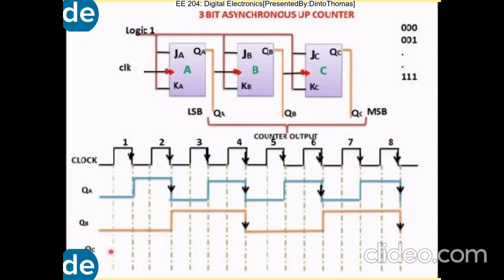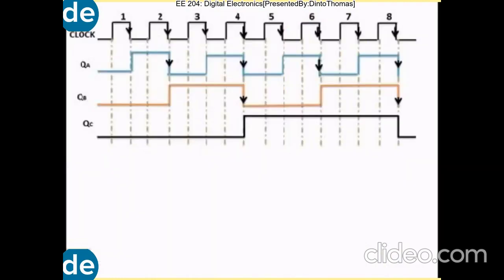So what is QC? The value of QC will be initially assumed to be 0, and it will toggle in the case of QB, when QB becomes negative edge. So the value of QC becomes 0 to 1 when QB is under negative edge, and the same will be followed again from 1 to 0 on the next negative edge of QB.